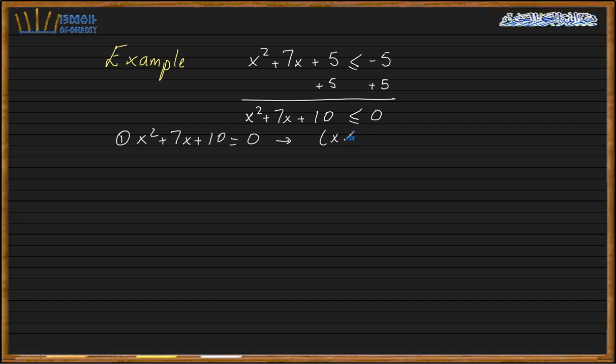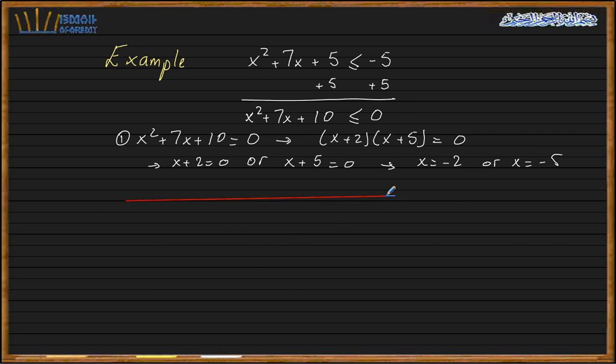So it's going to be x plus 2 times x plus 5 equals 0. Now I'm going to make each one equal 0. So x plus 2 equals 0, or x plus 5 equals 0, which means I will have x equals minus 2 or x equals minus 5. Now I have my two zeros, so I'm going to draw my table.